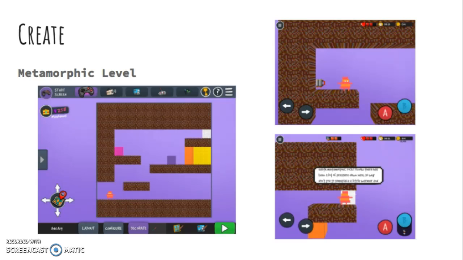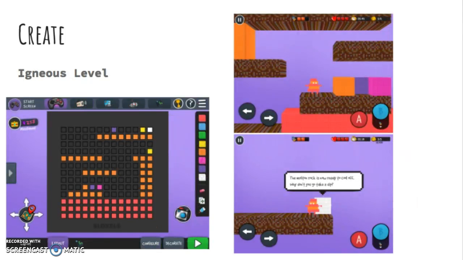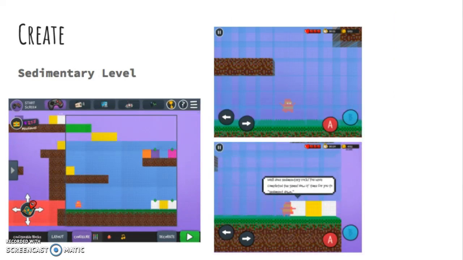From there, I created the metamorphic level, so I tried to make it look like a cave with all the rocks. And then I had a power-up to help them get to the checkpoint that's up here. And the power-up was a little jetpack. From there, Rocky went into an igneous level, which has all the red for the lava. If they hit that, they break apart into little pieces. And then from there, Rocky went to an underwater sedimentary setting where they got to the final checkpoint at the end of the game.